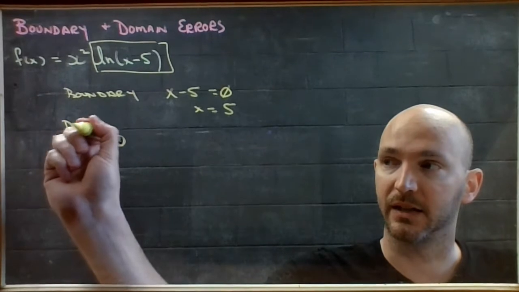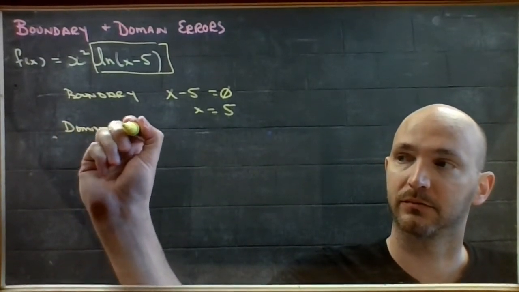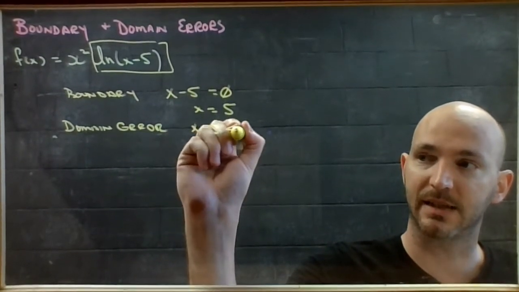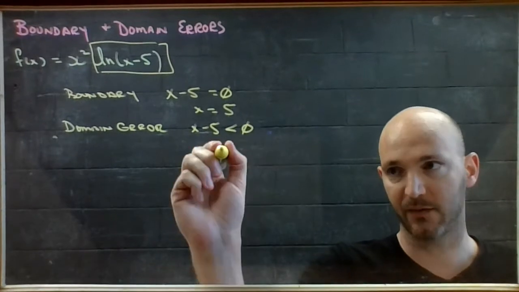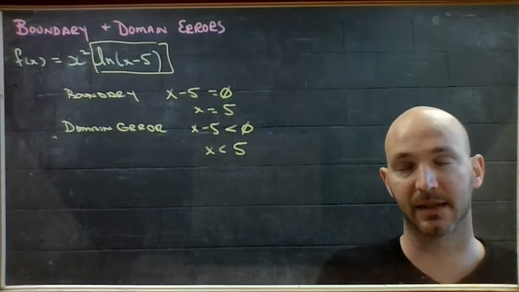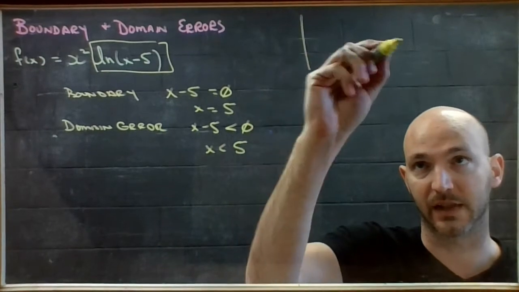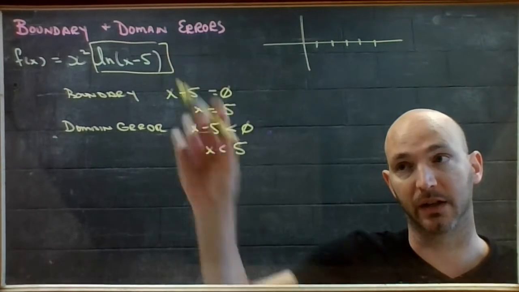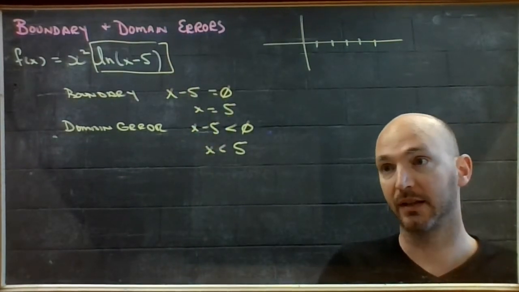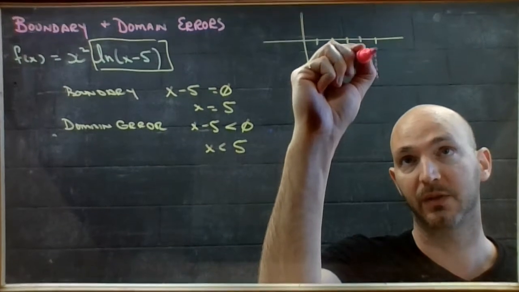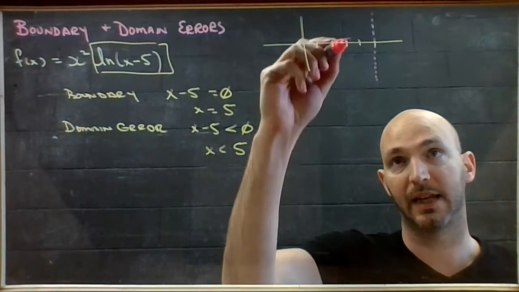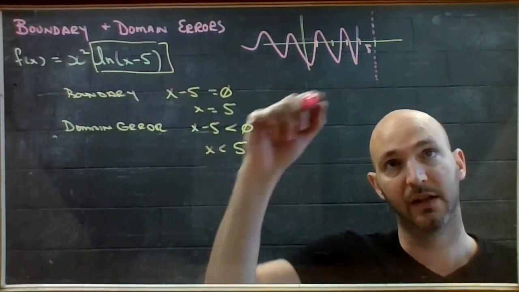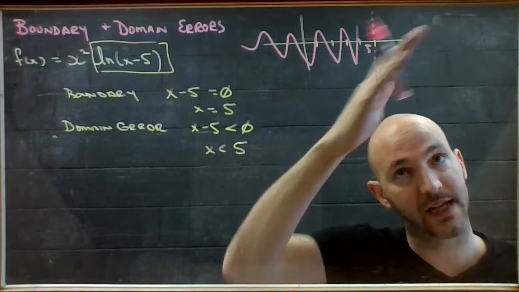You have the domain error at any place where this argument is less than 0. So if I kick the 5 over there, it will be for anything less than 5. So when I go to sketch this thing, 1, 2, 3, 4, 5, there will be no function over here. What I'll end up with is probably some sort of asymptote, like so, and then nothing on this side, because this is less than 5 over here. So the function will show up only on this side of that asymptote.